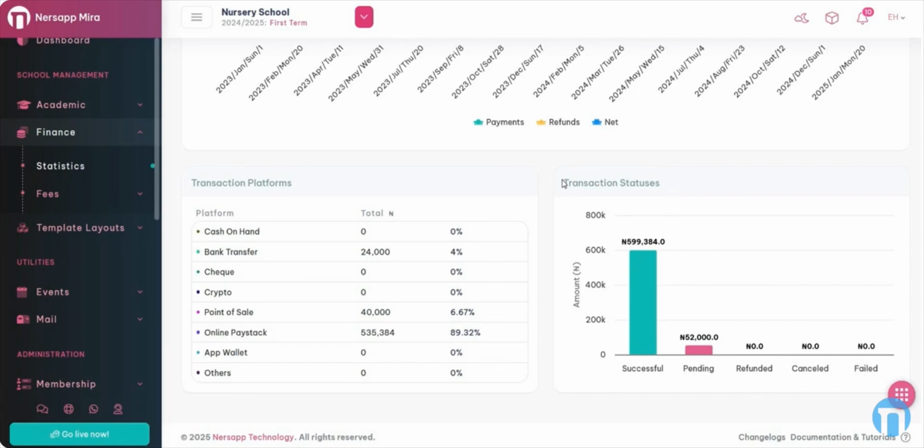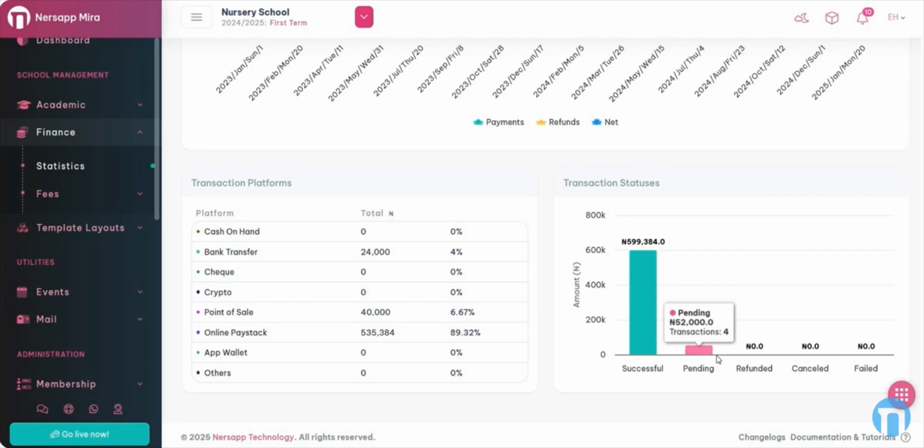On the right hand side, you can see the transaction status of all money that came into the school. For instance, all the payments, about 599,384 were successful, meaning that they were processed without any issues. About 52,000 naira are still pending. With this kind of information, school will need to check the invoices that are still pending for approval, or the receipts of payment that were made but not approved, and approve it or decline.